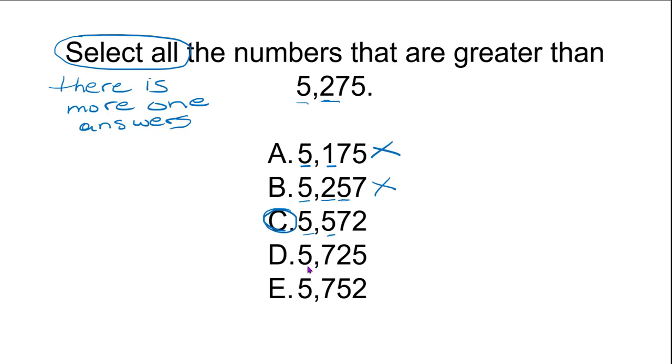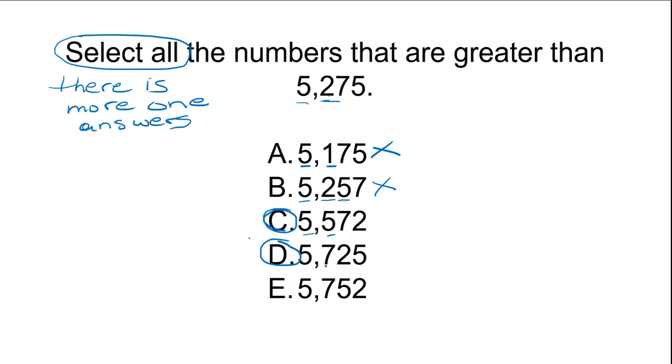Still a digit 5 in the thousands place, but then I look at the digit in the hundreds place, and it is a 7. So 7 is greater than 2. That automatically means that D, which is 5,725, is greater than 5,275 up here.